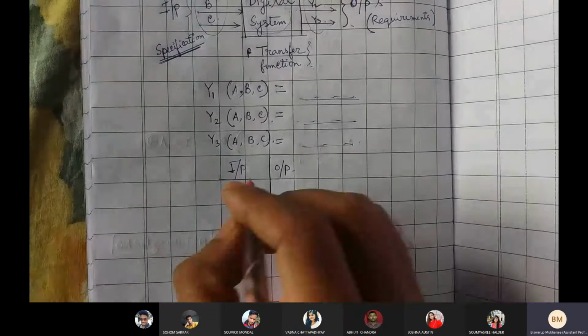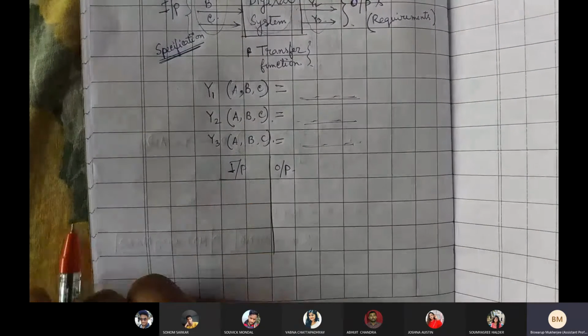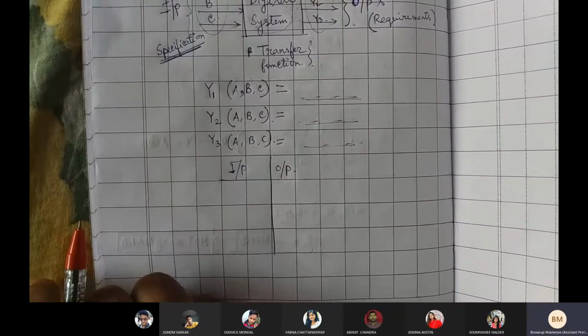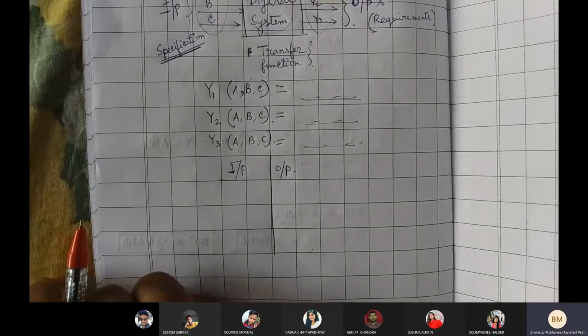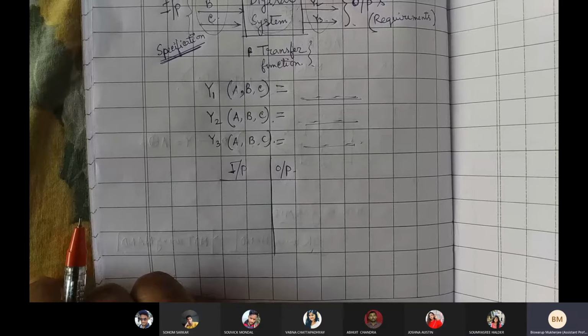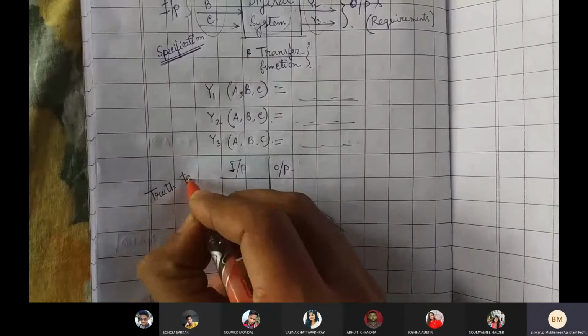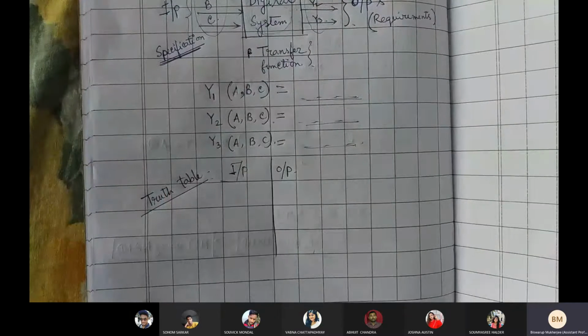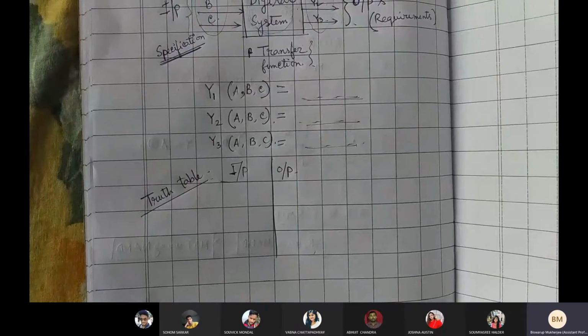You need to first of all make a table by including all possible combinations of input and what would be the output for those particular possible inputs. And you need to jot down those things in a table called a truth table. So the first step, you should know the inputs and the outputs. The next step is to make your truth table.